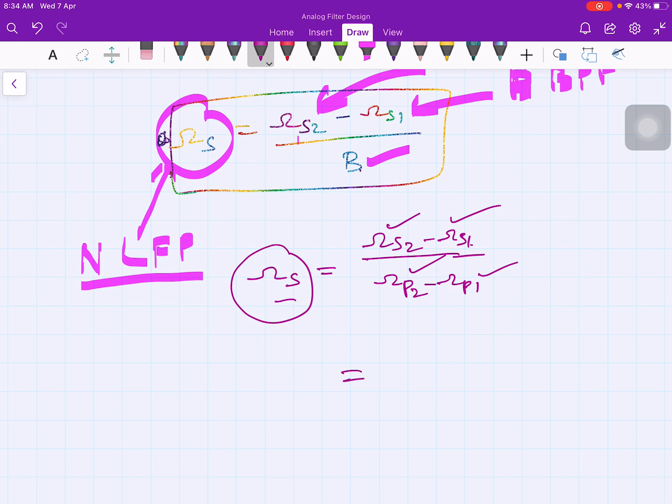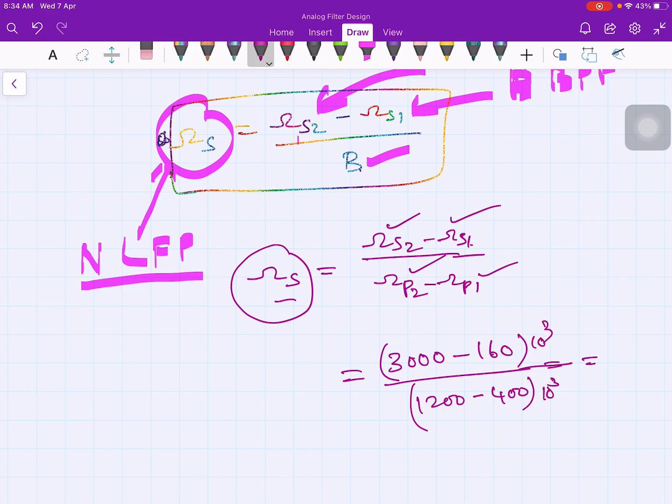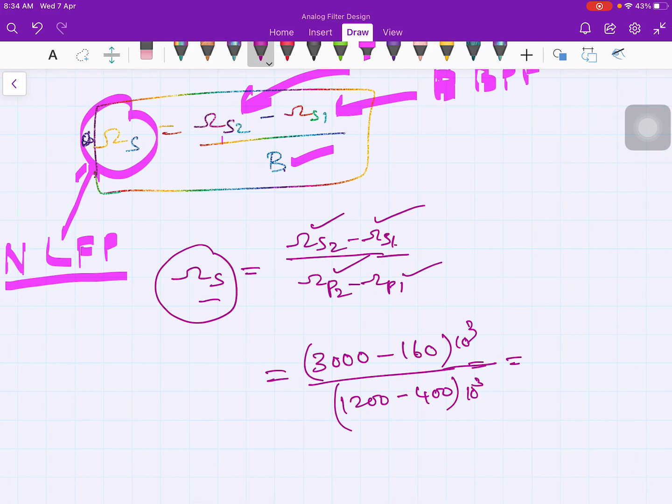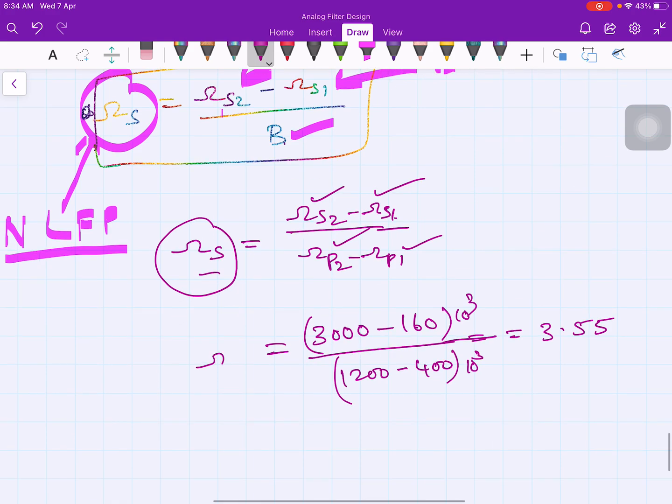So now what is omega s? Omega s is 3000 minus 160 omega s1 divided by 1200 minus 400. Okay, multiplied by 10 to the 3, and here also multiplied by 10 to the 3, but anyway that will cancel. So this is 3.55. Omega s is equal to 3.55.